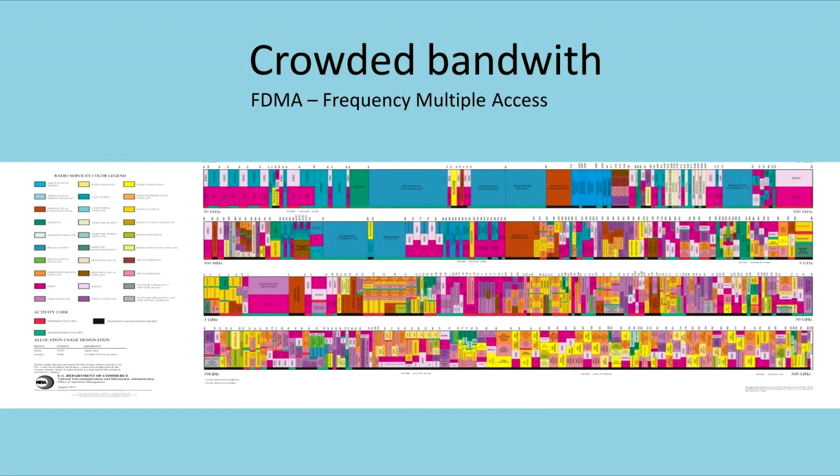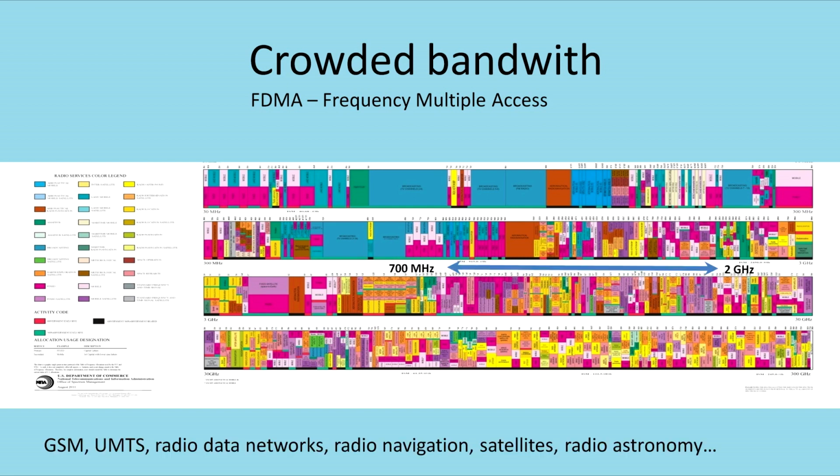There are many services using wireless technologies today. This frequency chart, ranging from 30 MHz to 300 GHz, shows frequency allocations for different services. As can be seen, it's quite crowded. In this presentation, we will focus on the range 700 MHz to 2 GHz, where for instance common GSM and UMTS services can be found.